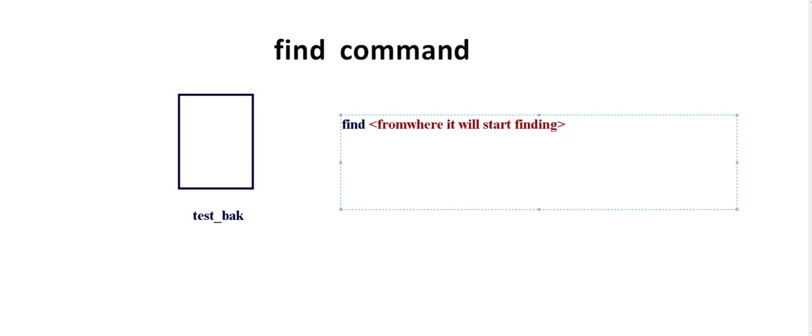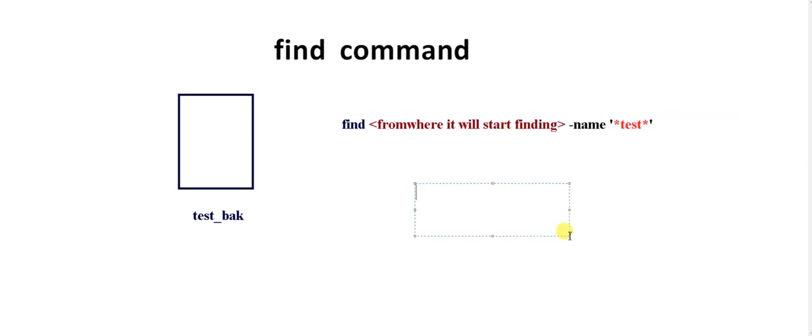After that you write minus name, followed by the string you want to look for. You can write any kind of string, let's say test, and it will look for all the files whose name is test. If you remember the exact name, you can type the full name. In this way it works.